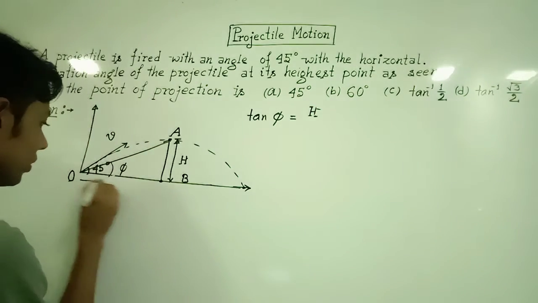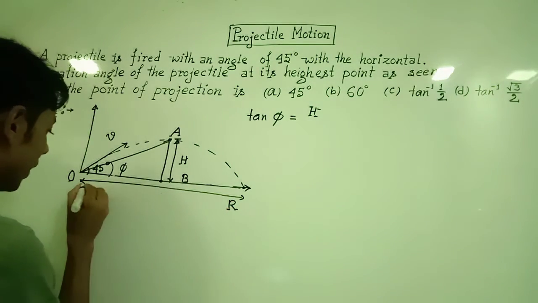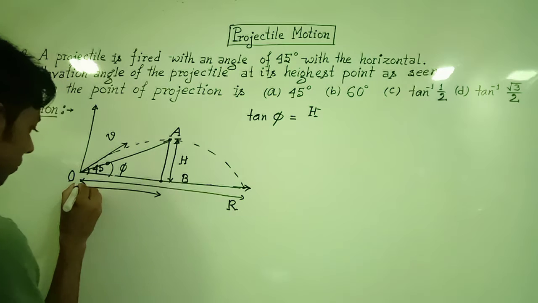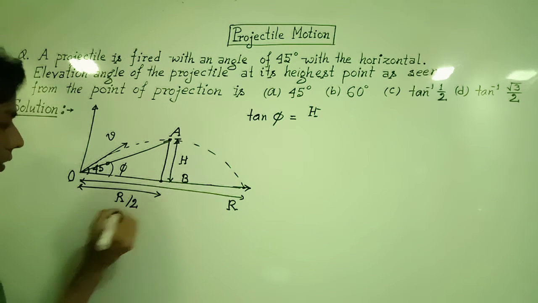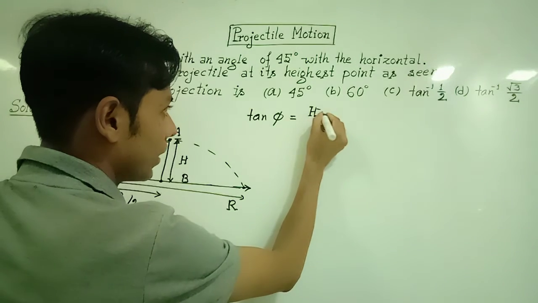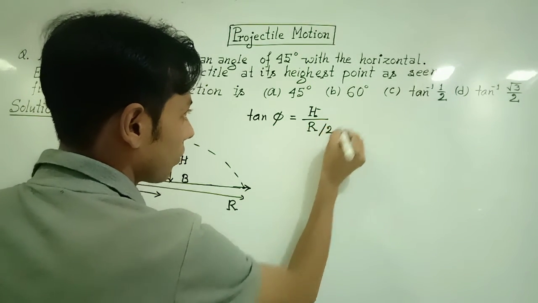So this is our total range of the projectile motion. This is our total range R. So we can take OB as equal to R divided by 2. So we can write tan phi equal to H divided by R divided by 2.